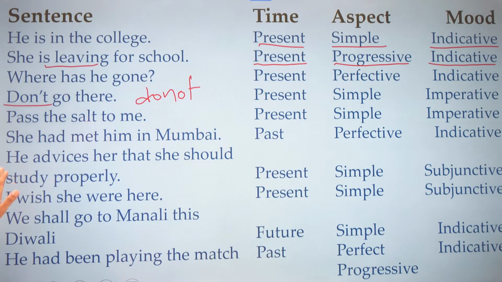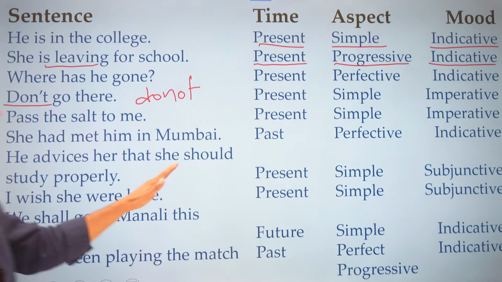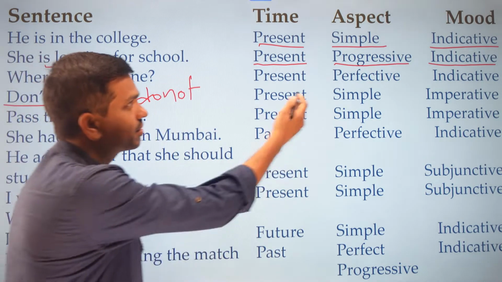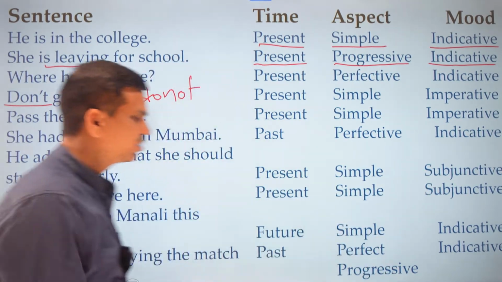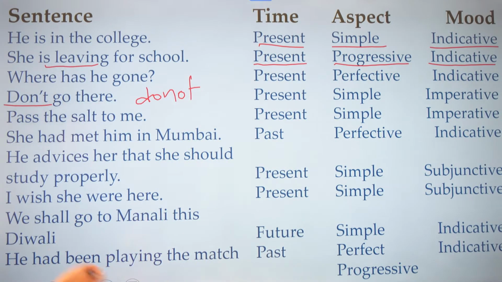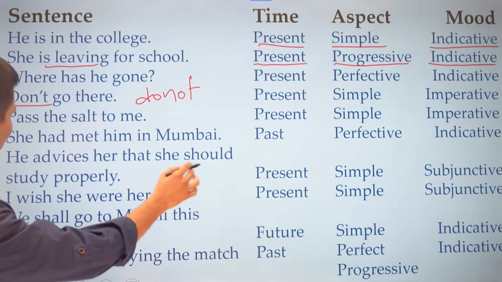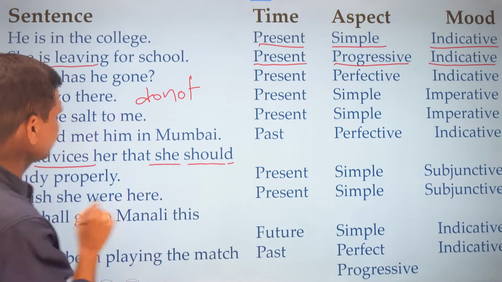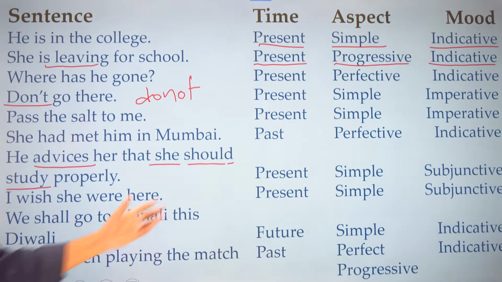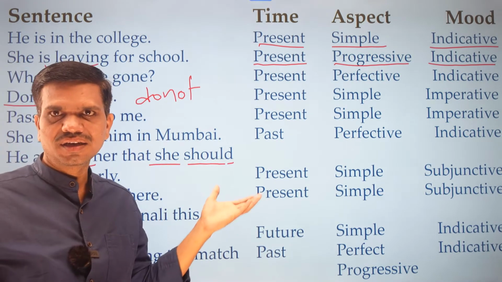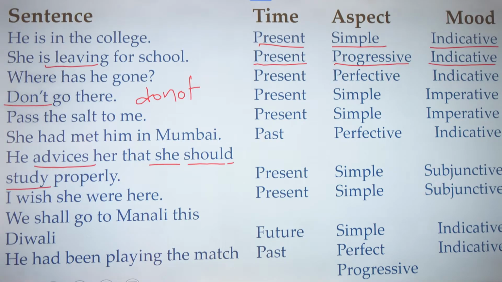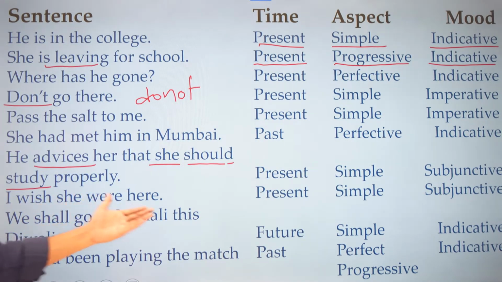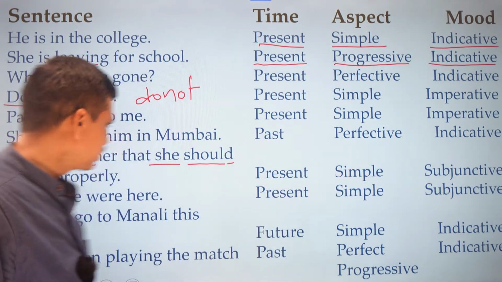Again, he advises her that she should study properly. Time is present, aspect is simple, and it's subjunctive. Why subjunctive? Because he advises her that she should study properly. So "advises" and "she should" are expected, or in a hypothetical manner or hypothetical condition, and hence the mood is subjunctive. Next, "I wish she were here": present simple, and the mood is subjunctive.